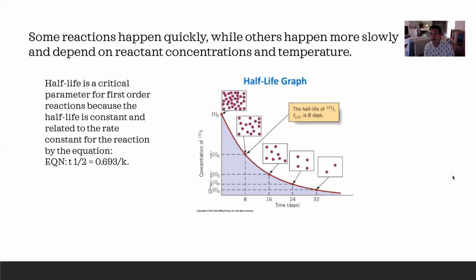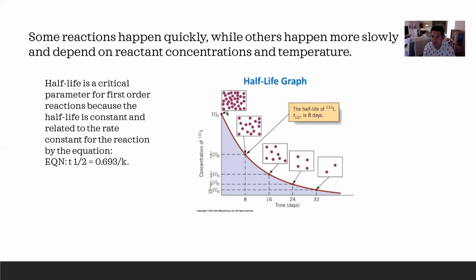All right, now this does lead us to the concept of half-life. So half-life is a critical parameter for first order reactions because the half-life is constant and related to the rate constant for the reaction by the equation. The time for the half-life equals 0.693 over k. This number is not random. It has to do with the natural log of 2.